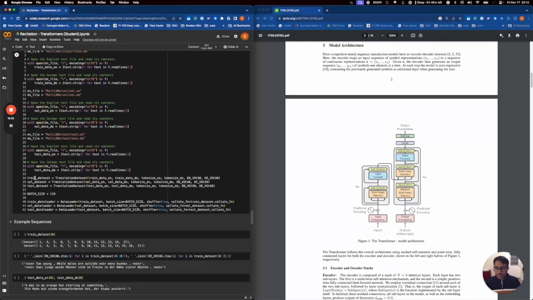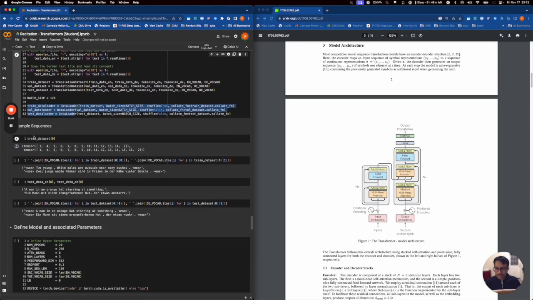And we create the dataset classes, right? We create data loaders, and as you can see here, the plain dataset has an input sequence and an output sequence. And you can see here, 2 young white males are outside near many bushes. This is the translation in German.